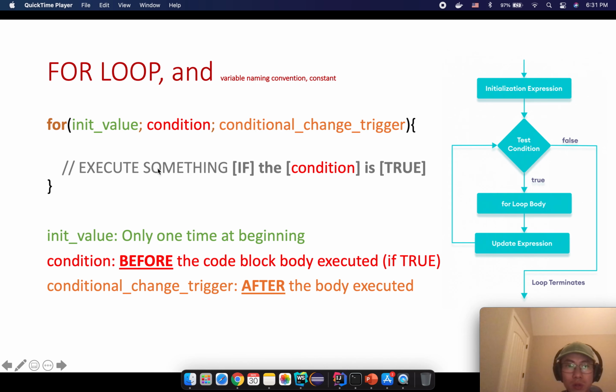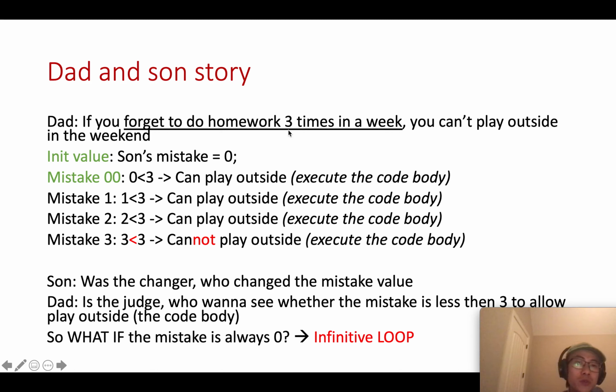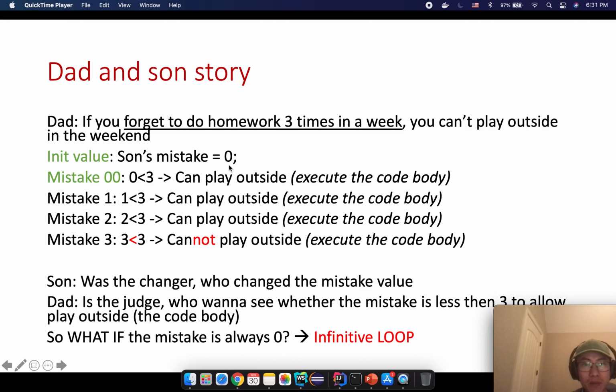Okay, so let's go to a real story here, and we will try to analyze it a little for you to understand. For example, the dad says to the son that if you forget to do homework 3 times a week, you can't play outside on the weekend. Okay, and that means the init tells you that the son's mistake count will be 0 at the beginning. The son's mistake will be 0. And 0 is still less than 3 here, so that means he can play outside. Execute the code body, that means the son can play outside. Okay? So if the son gets mistake 1, 2, and 3, but at 3, that means 3 is not less than 3, so he cannot play outside. So in this case, the son was the changer, right? The son was the changer because the son triggered the mistake, increasing the mistake, okay?